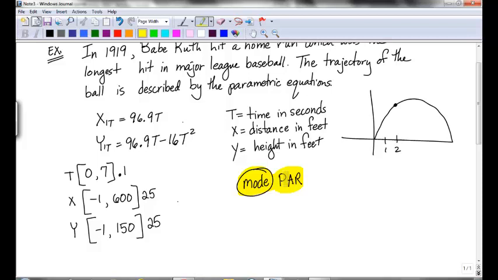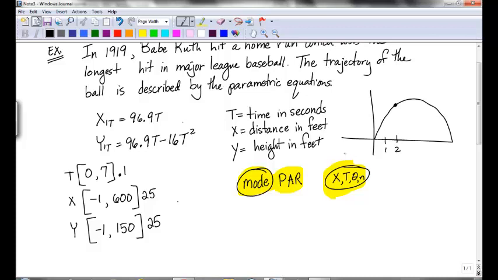It's the x, t, theta, n key, same key as x. That's a good question. Maybe you need to put that down. It's that same key. And it's 96.9t minus 16t squared. Now we need to set the window.